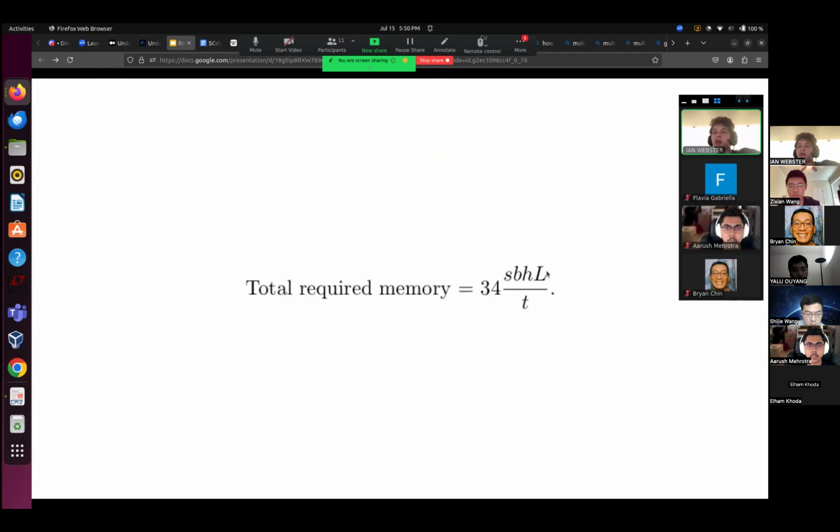And so you are left with just this expression for the total amount of memory needed to store your activations for updating your weights later on. So this is the final formula for how much memory it takes to store your activations per layer. And that is also the final slide in the presentation. Have a good one.